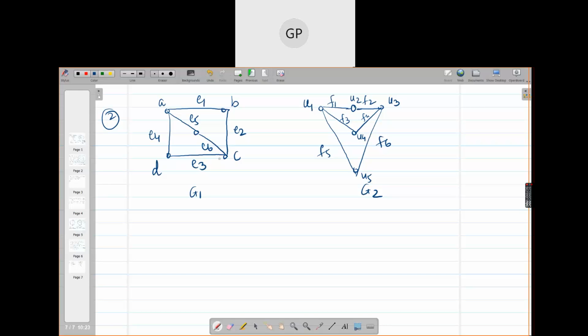The first conditions are satisfied. Necessary conditions. Girls, I'm asking you something. Are these two graphs isomorphic? Can you hear me? Yes, ma'am. Graphs are isomorphic or you can hear me? Ma'am, number of vertices and number of edges are same.